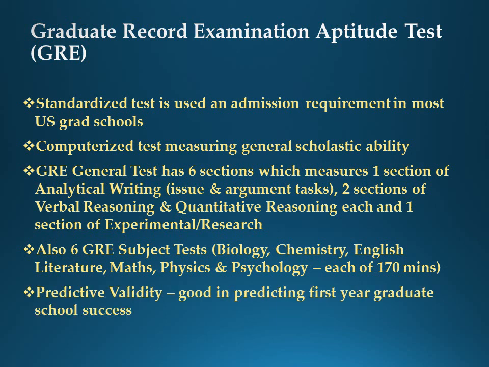Now, the predictive validity is really good in terms of predicting the first year of graduate school success, but it has been found that the predictive validity is not very strong for success of graduate schooling throughout the 3 or 4 years that they're there. So these scores more or less indicate a good amount of success only for the first year of graduate school.